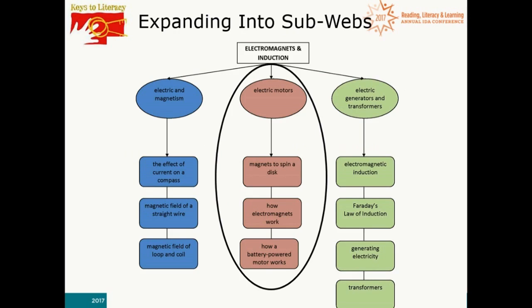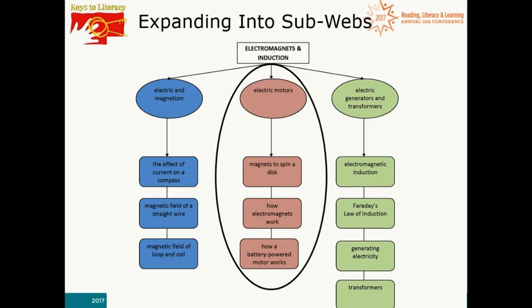All right, this is a pretty complicated web already, right? This was from a high school. They were learning about electromagnets and induction. Now, the print is small, so I'm going to read it out to you. There are 3 big topics: electricity and magnetism, electric motors, generators, and transformers. Everybody see that? Now, let's just focus on the one that I've circled, because this has how many subtopics? Magnets to spin a disk, how electromagnets work, how battery-powered motors work.